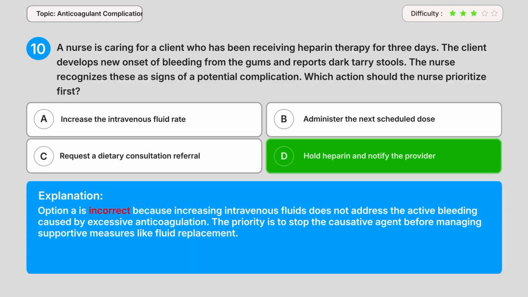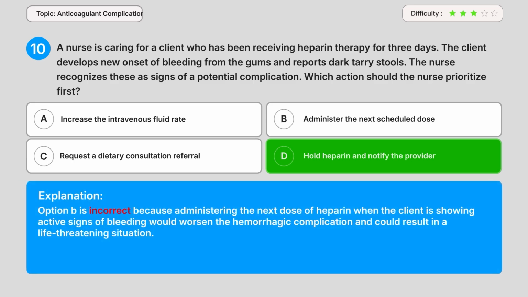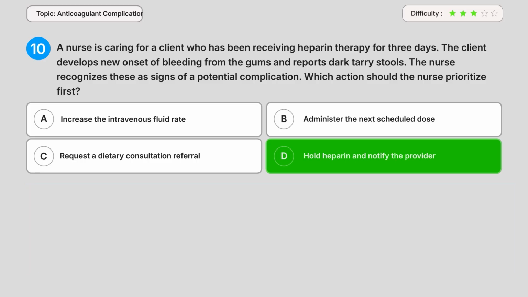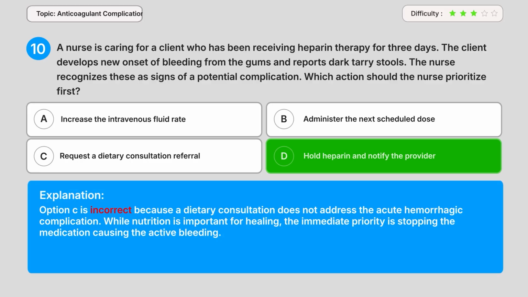Option A is incorrect because increasing intravenous fluids does not address the active bleeding caused by excessive anticoagulation. The priority is to stop the causative agent before managing supportive measures like fluid replacement. Option B is incorrect because administering the next dose of heparin when the client is showing active signs of bleeding would worsen the hemorrhagic complication and could result in a life-threatening situation. Option C is incorrect because a dietary consultation does not address the acute hemorrhagic complication. While nutrition is important for healing, the immediate priority is stopping the medication causing the active bleeding.